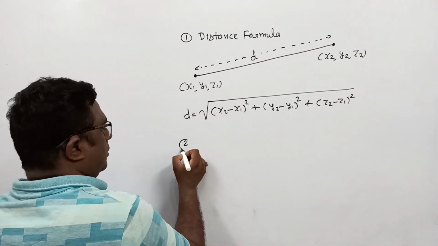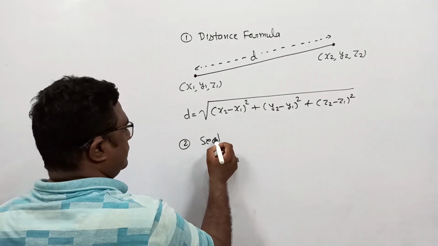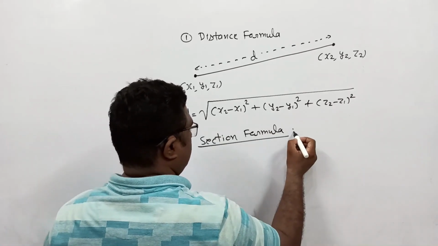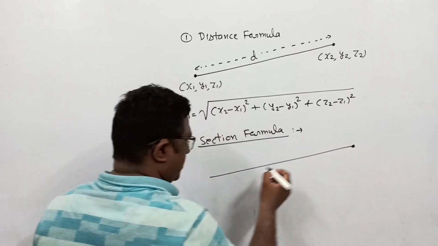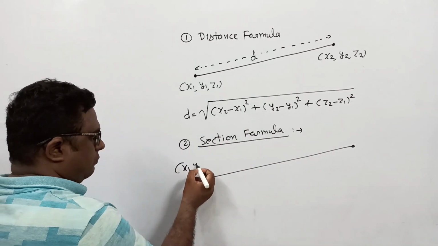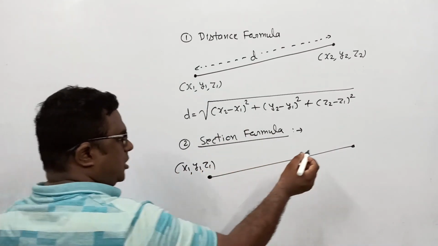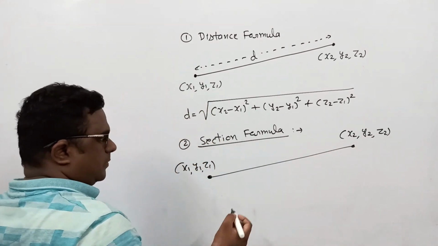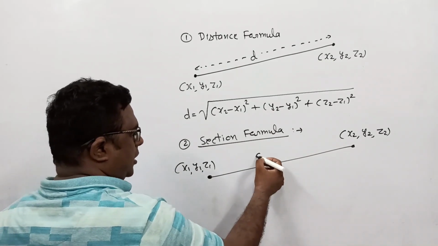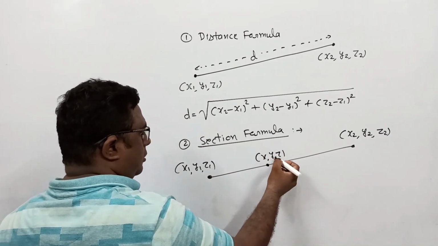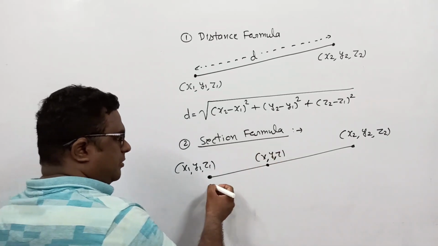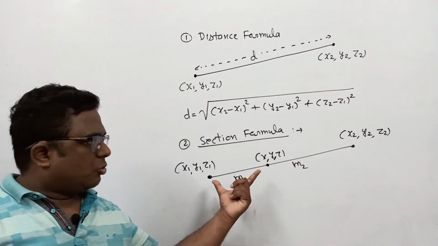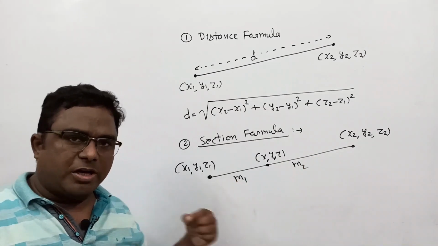Now formula number 2 is section formula. Suppose it is a line segment. x1, y1, z1 are the coordinates of this point. x2, y2, z2 are the coordinates of this point, and there is a point whose coordinates are x, y, z, and what does this point do? This point divides this line segment in the ratio m1:m2. It means the ratio of this portion and this portion is m1:m2.